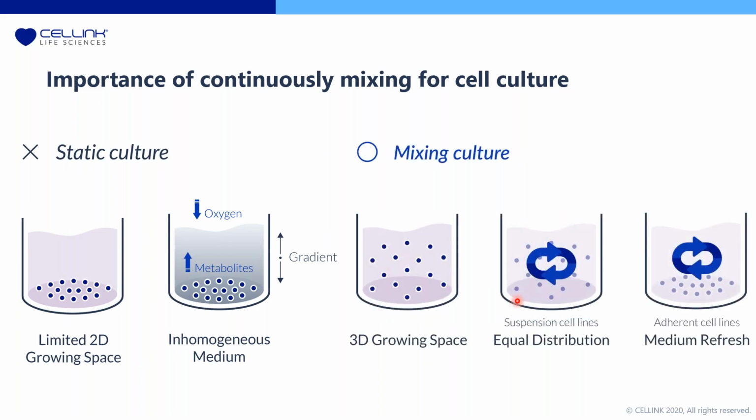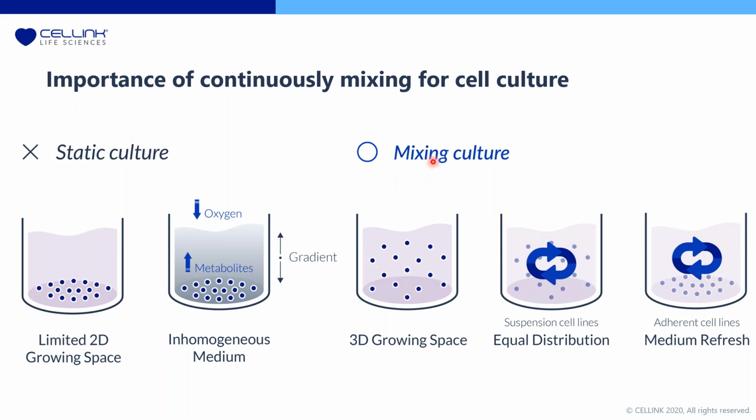I believe all the scientists understand the importance of the mixing for cell culture. And for a traditional steady culture, cells are limited in the 2D growing space. Oxygen also comes from the gas-liquid interface, which is at a far distance to the cells. All the waste metabolites that the cells produce are also concentrating around the cells. So this makes it not an ideal cell culture environment.